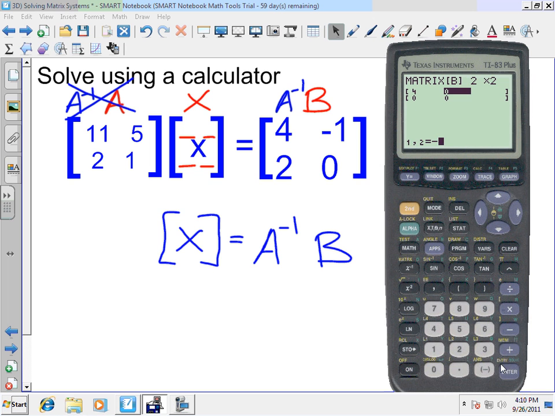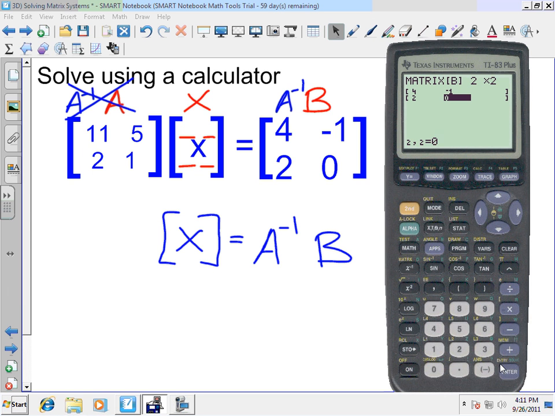Oops, negative 1 instead. Oh, let's do that again. I messed up. So down to matrix B, a 2 by 2. So 4, and then we're going to do -1. I typed in subtraction 1. You have to type in negative, so that's why I messed up. And I'm going to type in 2 here, and then 0. So now I have stored in my matrix A and B.